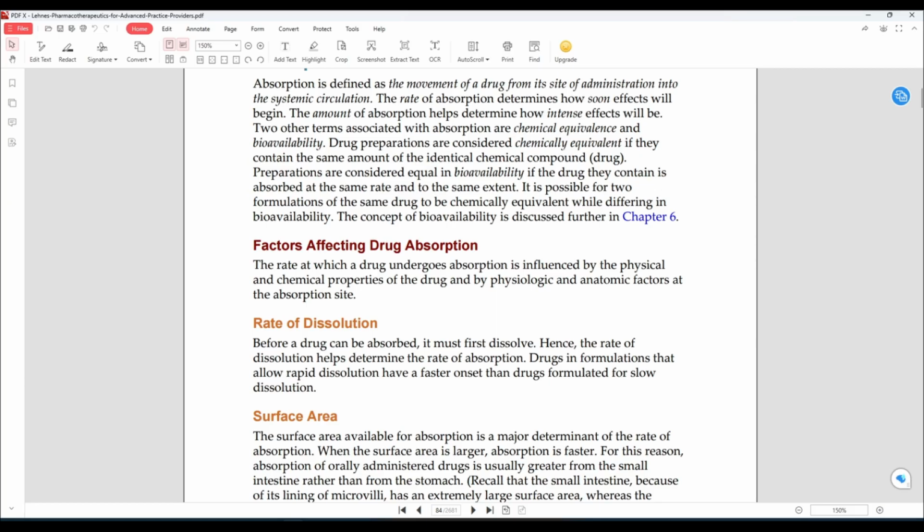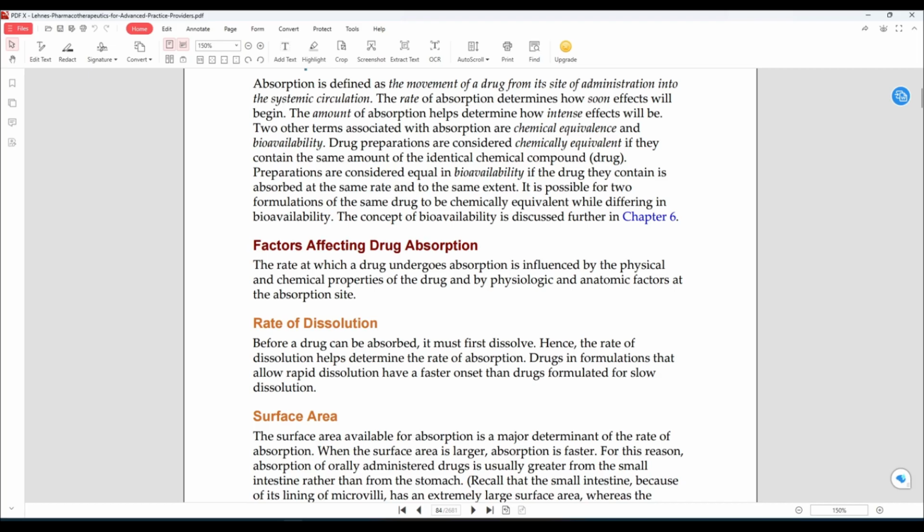Two other terms associated with absorption are chemical equivalence and bioavailability. Drug preparations are considered chemically equivalent if they contain the same amount of an identical chemical compound. Preparations are considered equal in bioavailability if the drug they contain is absorbed at the same rate and to the same extent. It is possible for two formulations of the same drug to be chemically equivalent while differing in bioavailability. The concept of bioavailability is discussed in Chapter 6.